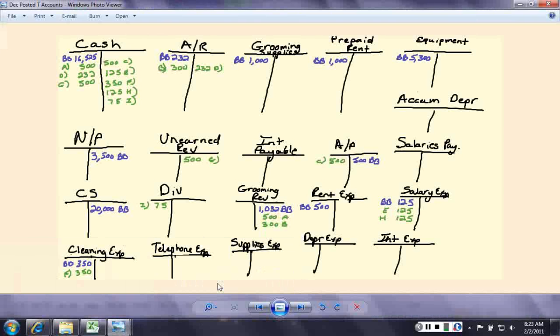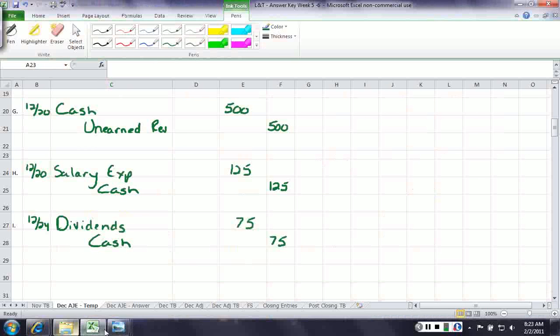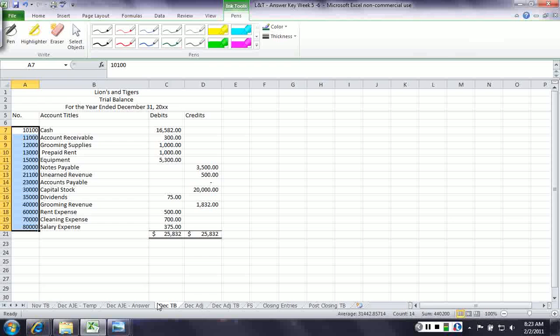Do you guys know what the next step is? The next step is to go ahead and prepare that December trial balance. This proves that you're mathematically equal after completing the accounting process. You're mathematically equal. That's all it proves. So this is what your trial balance should look like.